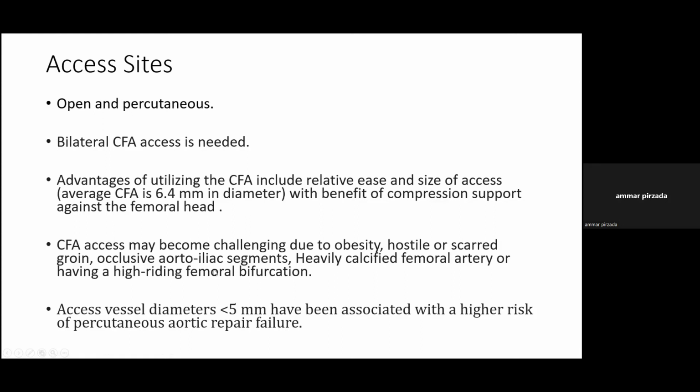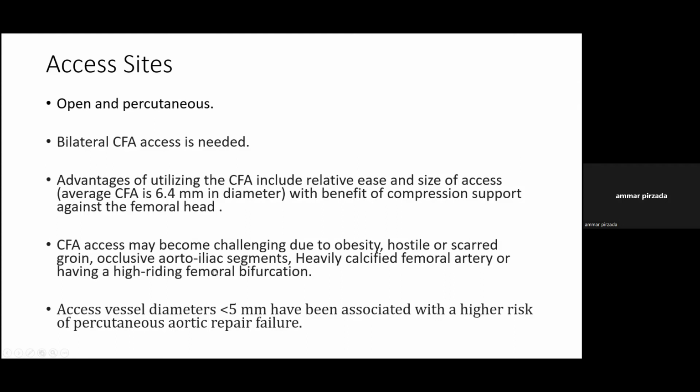The access sites for EVAR. We can have open or percutaneous accesses. I will not be going much into the details of this, but there are two ways to go about it: percutaneous and open. Ideally, we should have control of both the common femoral arteries, because we need bilateral accesses for the contralateral limb to pass through the contralateral artery.